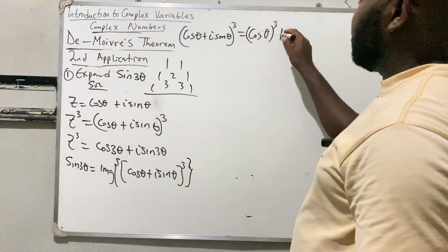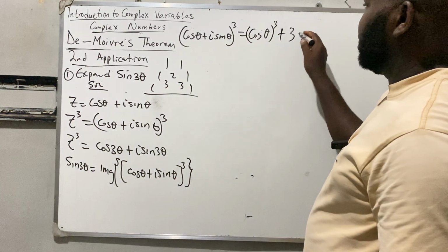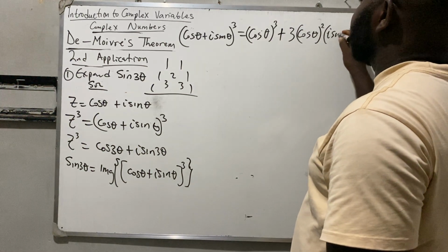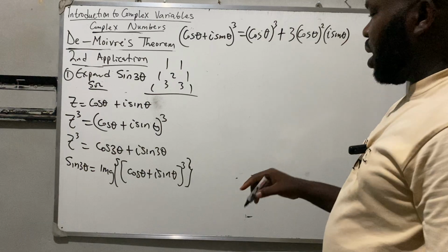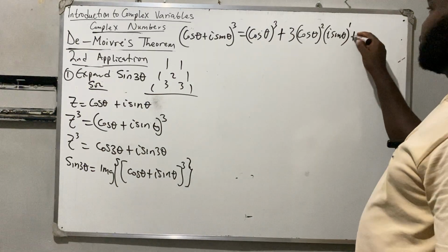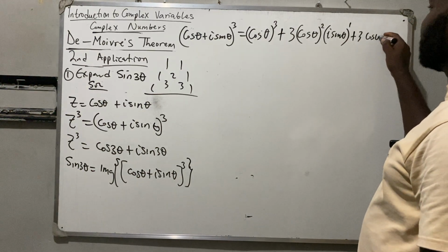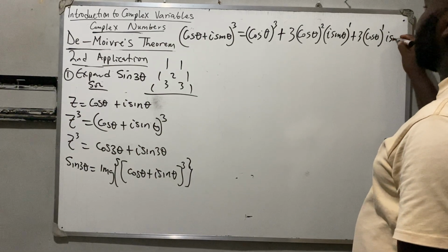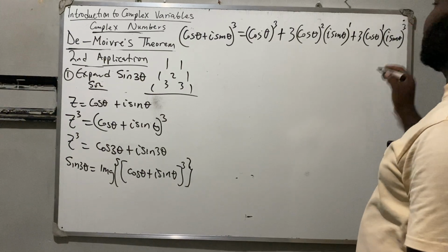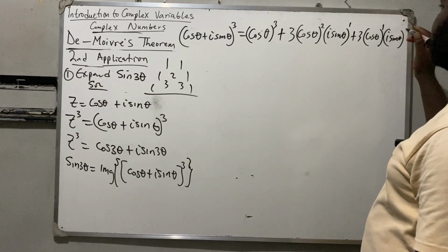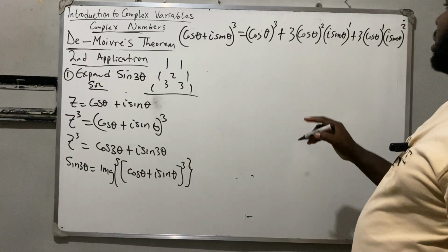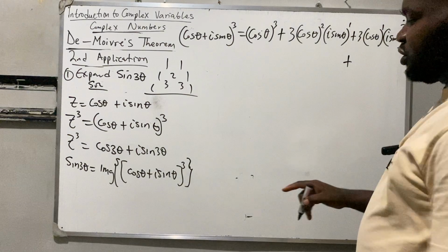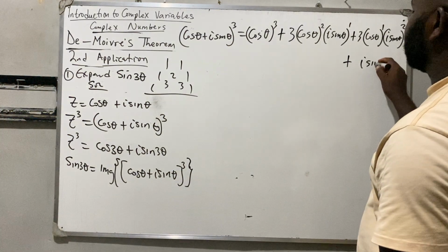Plus 3, I'm taking 3. Cos theta will now be squared, while I sine theta will be raised to power 1. Plus again 3, we have cos theta raised to power 1, while I sine theta will be raised to power 2. But this one will be reducing, this one will be added. So finally, plus 1. But I'm not interested in the 1, so I have 1 I sine.